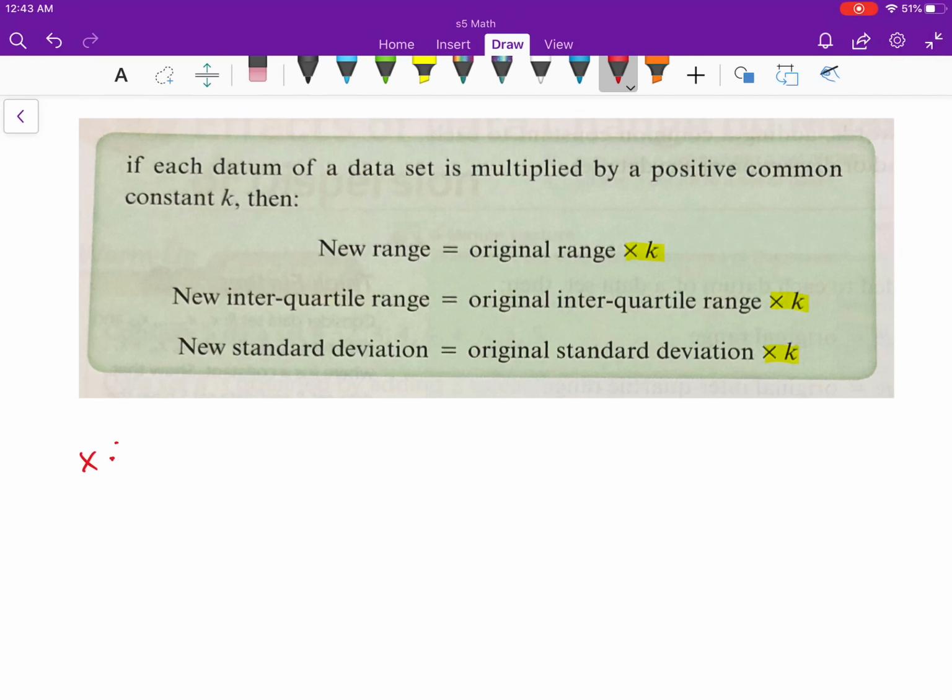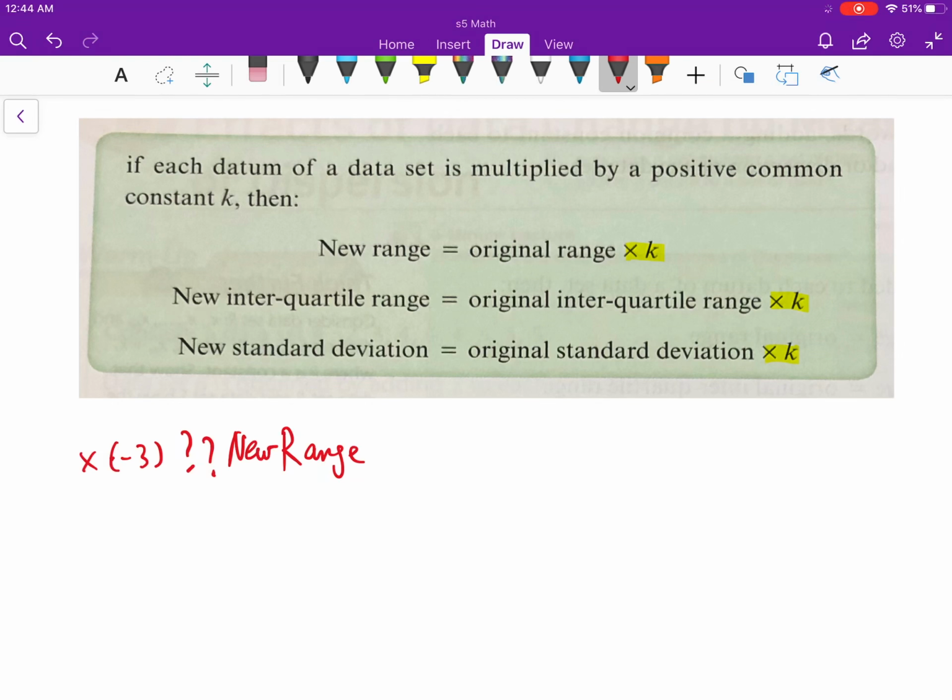You may ask, how about if we multiply by a negative number? Let's say we multiply by -3. Will the range, IQR and SD become negative? The answer is no, because you can take the range as an example. We use the maximum minus the minimum, right? So it is always a positive number.